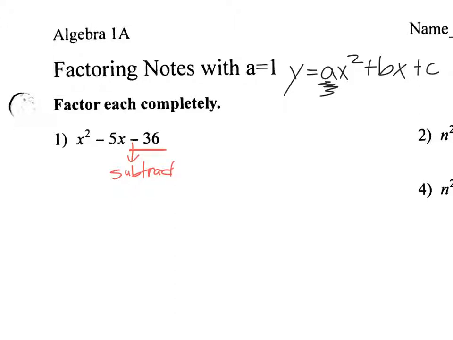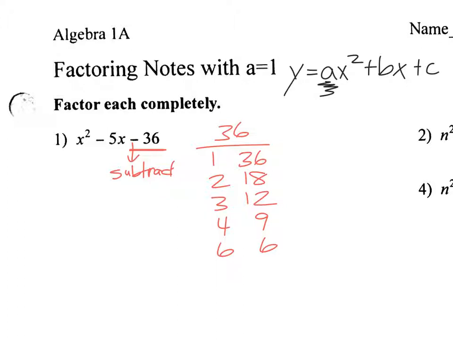Let's subtract. Now what we're looking at are factors of 36. One method of doing this is listing. So we have 1 and 36, 2 and 18, 3 and 12, 4 and 9, 6 and 6. All those multiply to give me 36. One has to be positive, one has to be negative in order for it to be a negative 36. But they have to subtract to give me this negative 5. In order to get negative 5, the larger number is negative, the smaller number is positive.